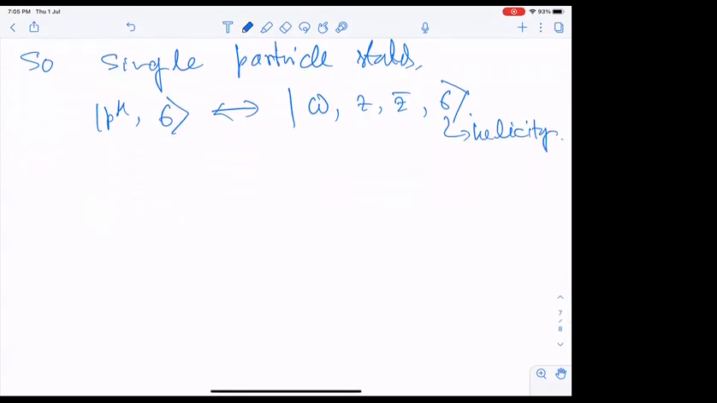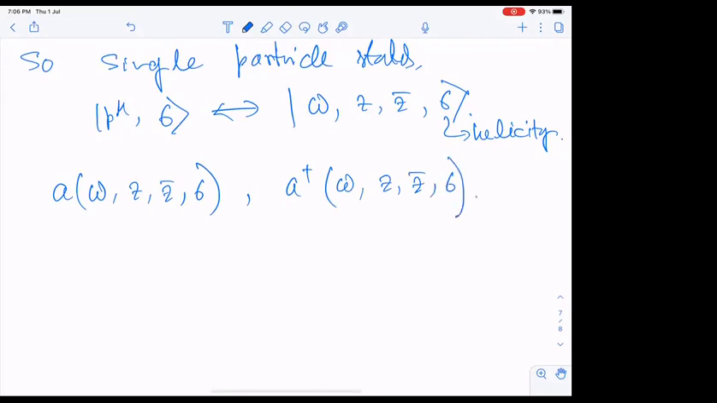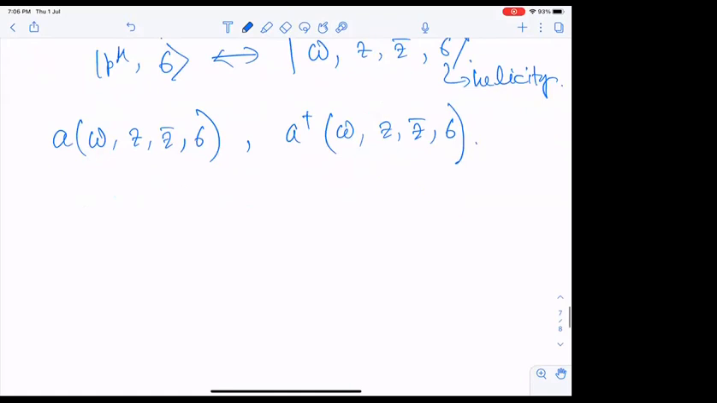Similarly, we can talk about the creation and annihilation operators A and A dagger. So you can write A of omega, Z, Z bar, sigma, and similarly you have the creation operator. With this, we can define an object, which I'll write this way. I define this field as this integral transform.